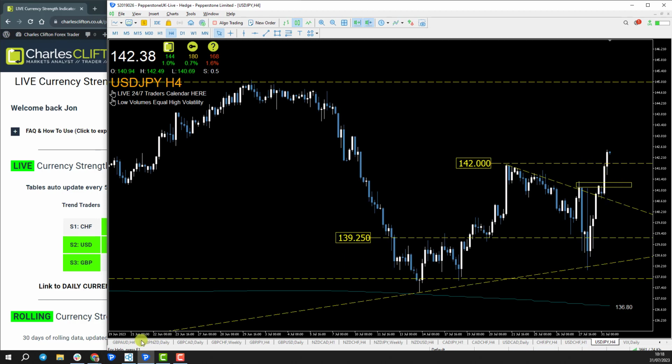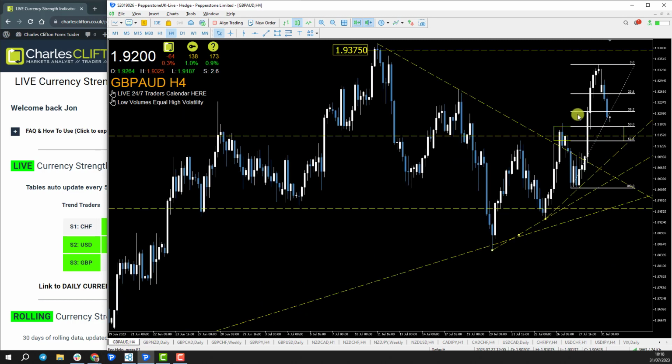But I think one of the cleanest charts at the moment is that pound Aussie. We've got the clear confluences there. Something could potentially happen on this market.